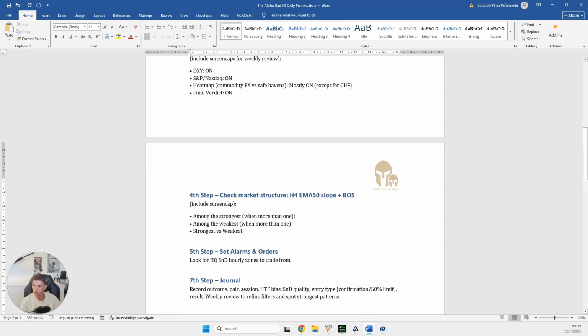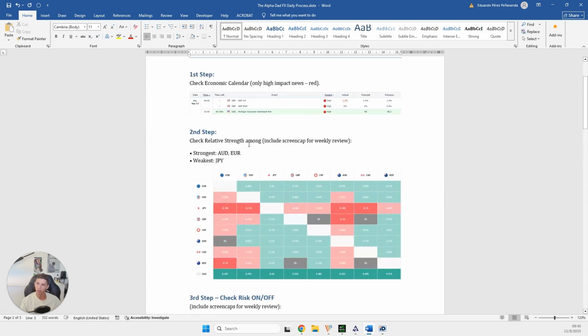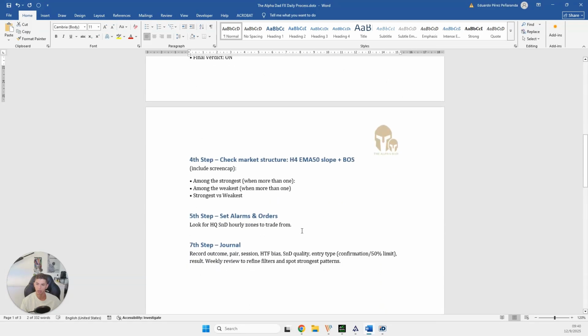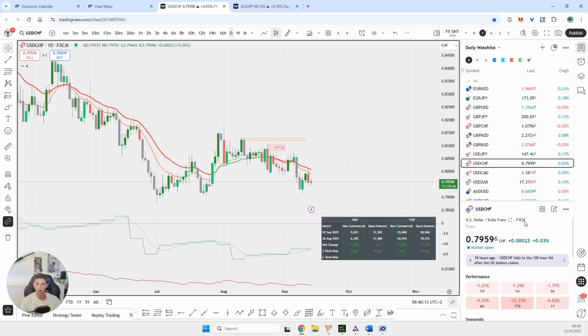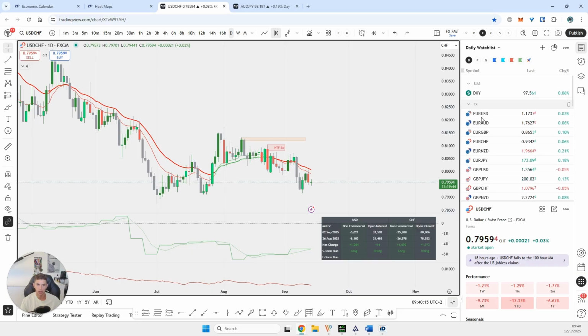So now this is a new item that I wanted to share with you. That is also a confirmation. Check market structure, right? EMA 50 slope plus break of structure. Among the strongest. What does this mean, among the strongest? It means that if we have more than one strong, in this case we have AUD and Euro, we go to the pair and pay attention to what the pair is doing. So Euro AUD, boom.